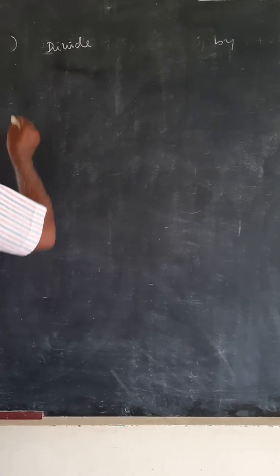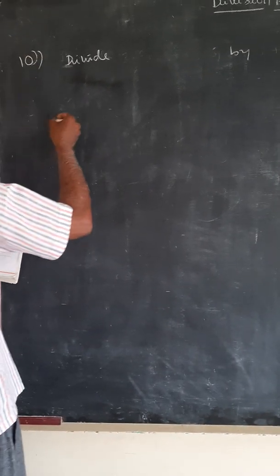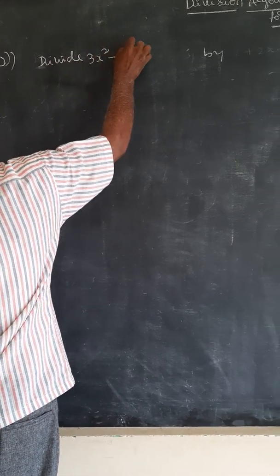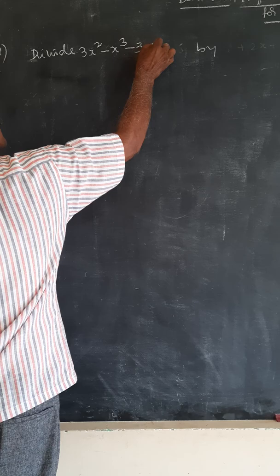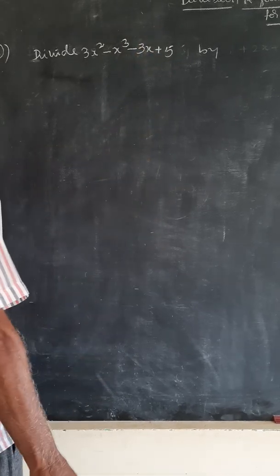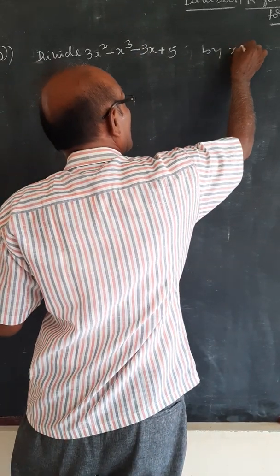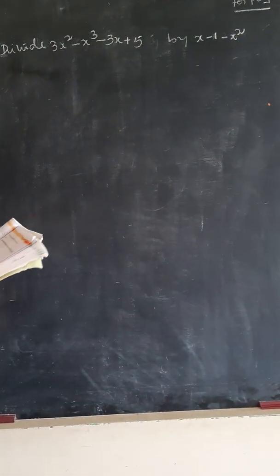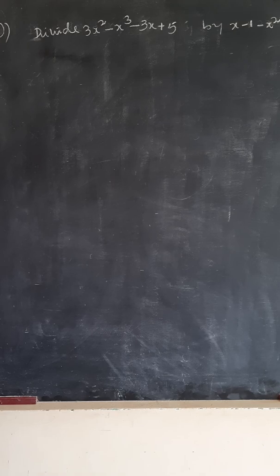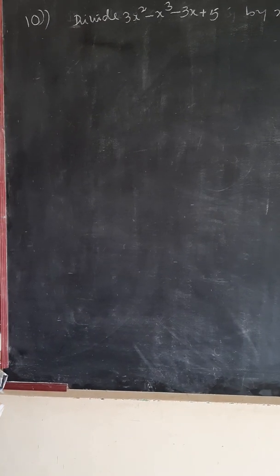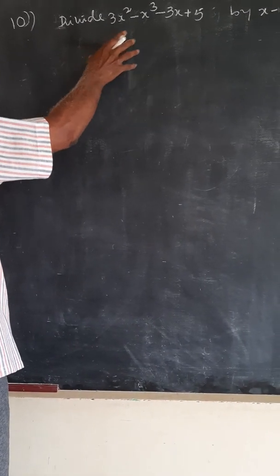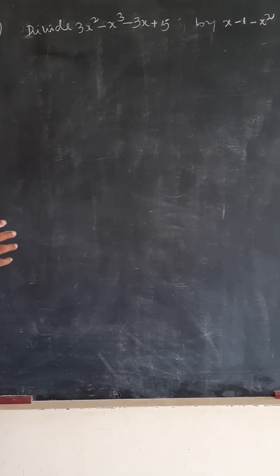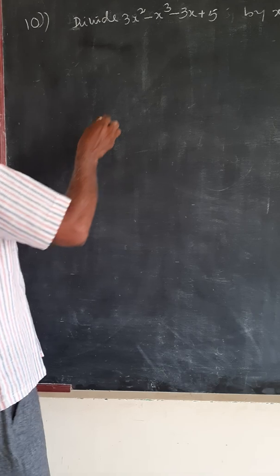Example number 10. Divide 3x square minus x cube minus 3x plus 5 by x minus 1 minus x square and verify the division algorithm. Observe the dividend and divisor are both not in descending order according to the powers. Write the terms in descending order.